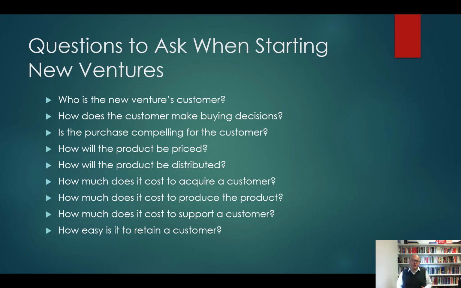We need to think about how much it's going to cost us to produce the product. What are the production costs? How do we keep those costs down? Because the lower we keep the costs, the more value we might create for the customer in our organisation. And how much is it going to cost to support the customer? Because once the customer starts buying your product, there's likely to be ongoing supports that they need.